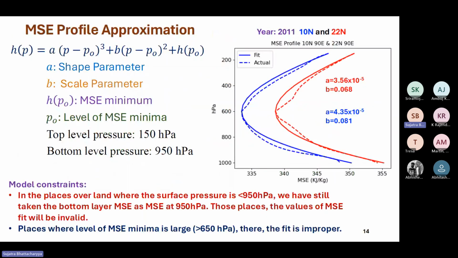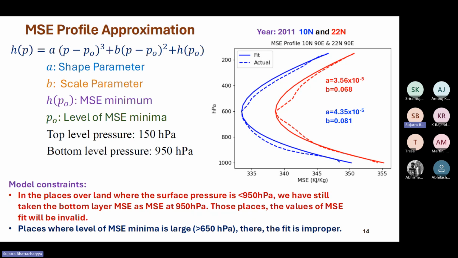So based on that, we tried to make a simple mathematical function for the moist static energy, keeping in mind that there is an anti-symmetric part and a symmetric part in the modes, and I have put a reference point as the moist static energy minimum value. So what this mathematical expression shows is that the moist static energy H at some pressure level P is equal to A, which we are calling a shape parameter, I'll talk about it later. This A is the coefficient of the cubic term, P minus P naught. Now what is P naught? P naught is the level of the MSE minimum.